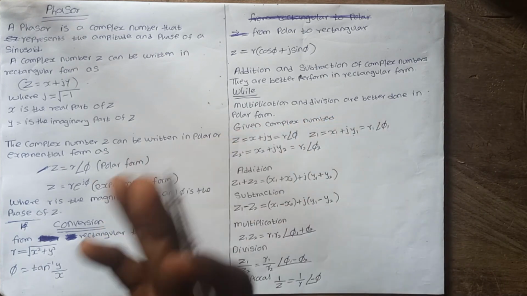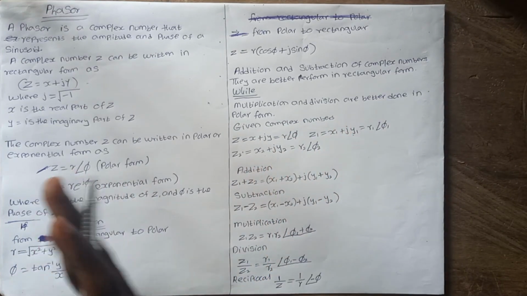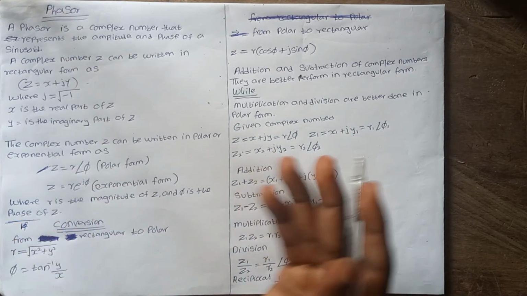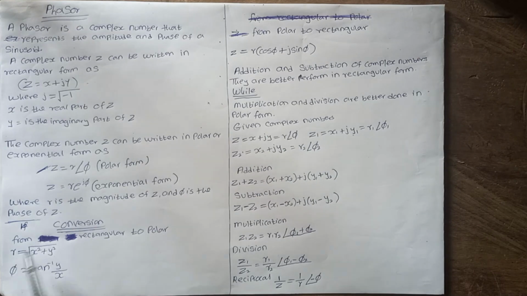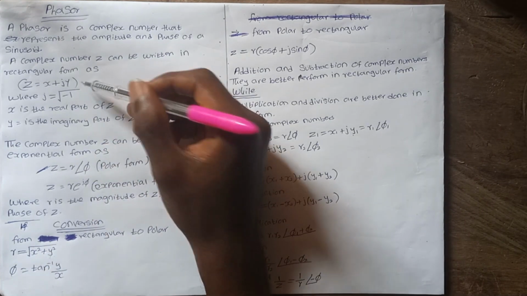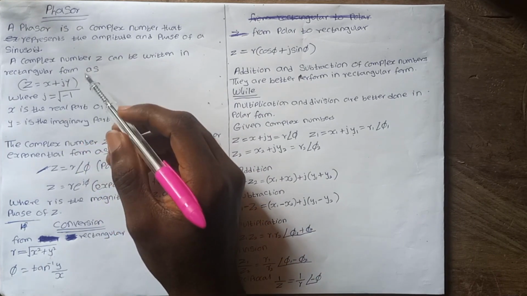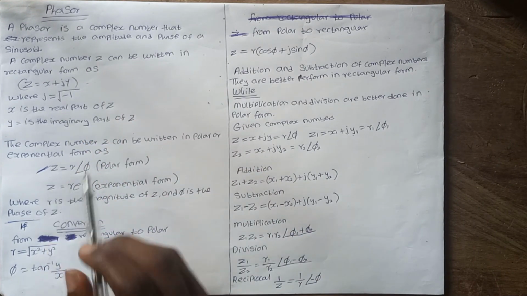So the next thing we're going to talk about is the conversion. How do you convert from polar form to rectangular form, or from rectangular form to polar form? To convert from rectangular form to polar form, our x and our y will be known. That is, we have the value of x and the value of y, and we want to convert to polar form. So we need to look for r and phi.